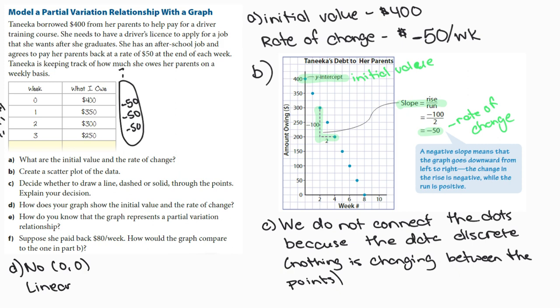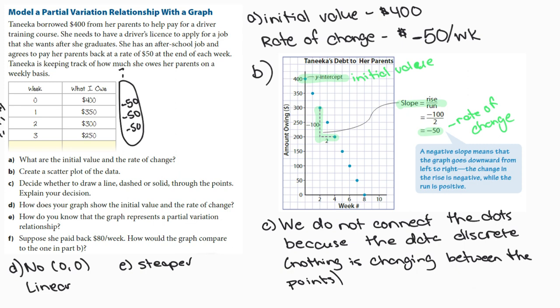Suppose she paid back $80 a week instead of the $50 a week. How would the graph change? So the rate of change would be negative 80 instead of negative 50 with a higher value. Even though it's negative, it still has a higher numeric value, which means it's steeper. So the graph would be steeper. It would look something more like this as opposed to this one, okay?